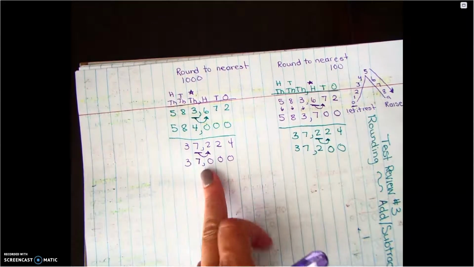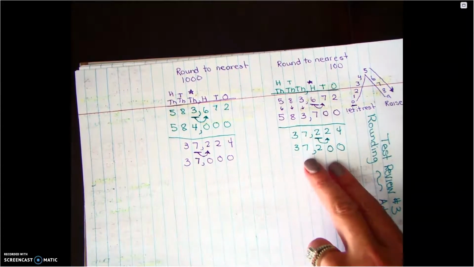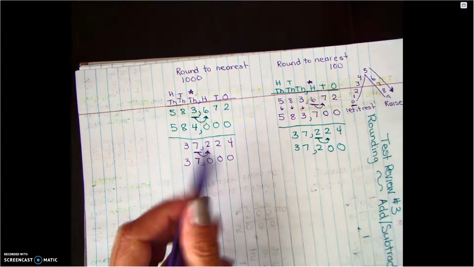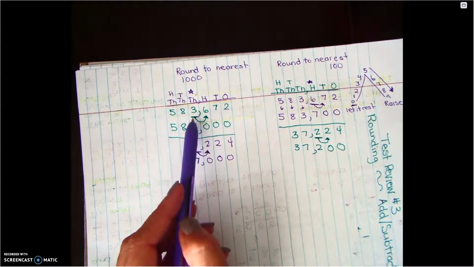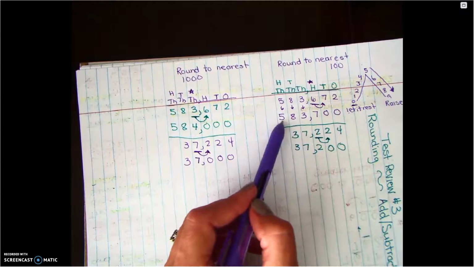So here's the number rounded to the nearest 1,000. And here's the same number rounded to the nearest 100. Putting the star might help you. Remember, please don't forget to put the numbers in front that don't change.